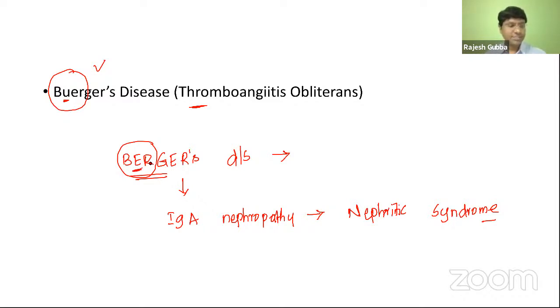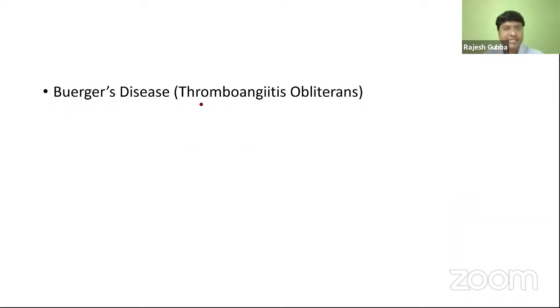Okay. Next. Now, after having discussed thromboangiitis obliterans, everyone is aware that it is a medium vessel vasculitis. Can anyone tell me what the other examples of medium vessel vasculitis are?